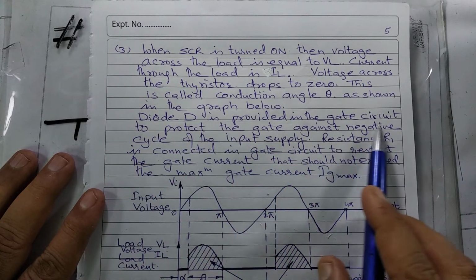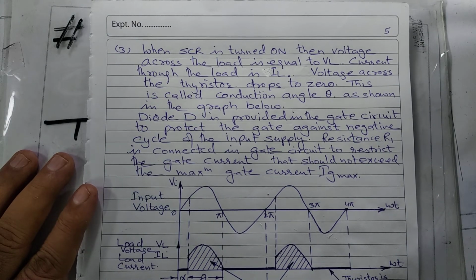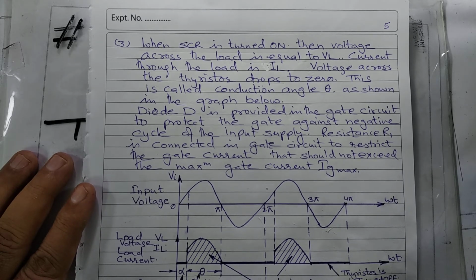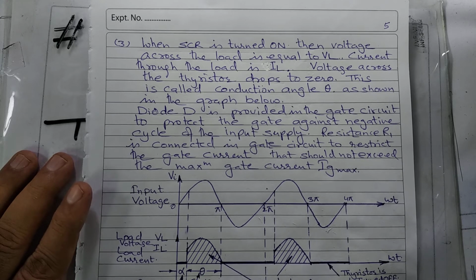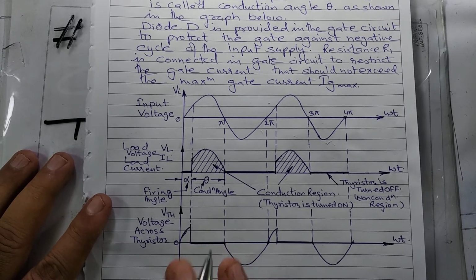Diode D is provided in the gate circuit to protect the gate against negative cycles of the input supply. Resistance R is connected in the gate circuit to restrict the gate current so that it does not exceed the maximum gate current IG max. Now we can see the input and output graph.